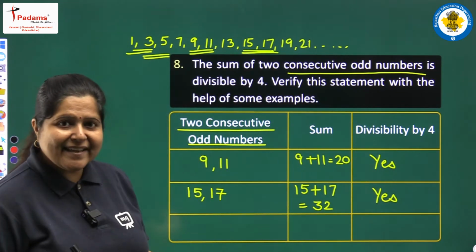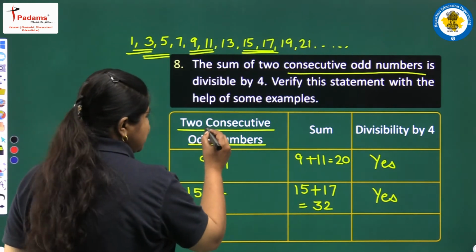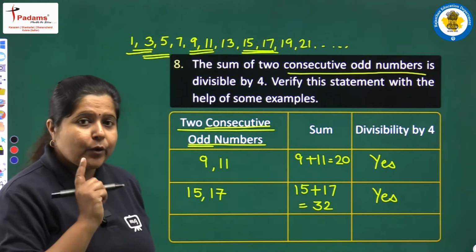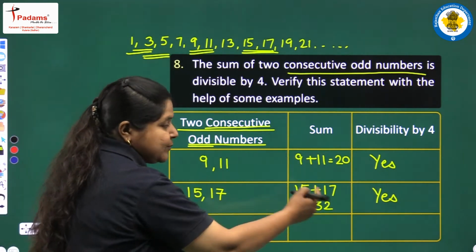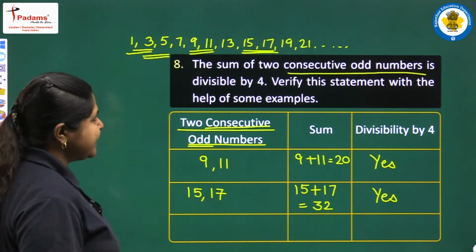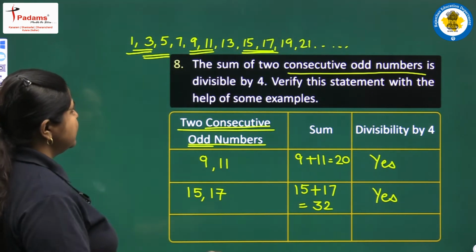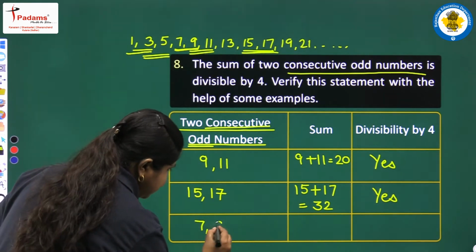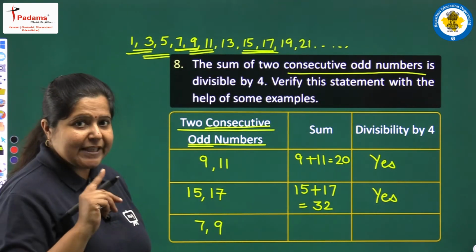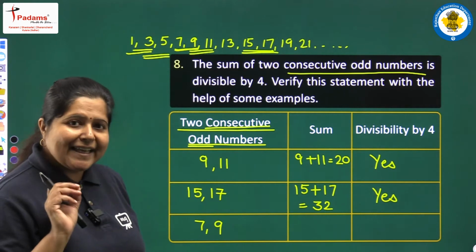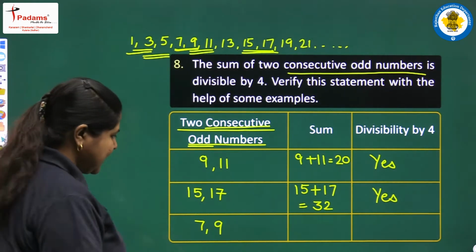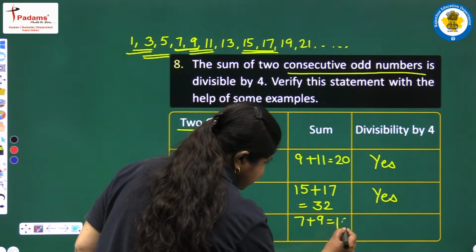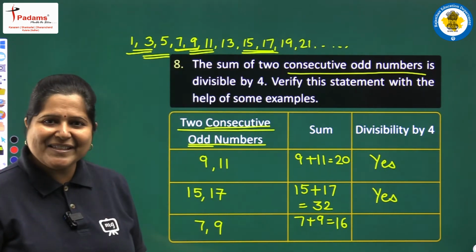So what we are seeing here is, whenever we are taking two consecutive odd numbers, दो लगातार odd numbers लेने पर उनका sum 4 से divisible आ रहा है. एक और set लेते हैं, कोई से भी numbers बताइए आप. Let us take 7 and 9. 7 and 9 लगातार होने चाहिए, बीच में कोई और odd number नहीं होना चाहिए, एक के बाद एक. इनका sum हो गया 7 plus 9, 16, and again 16 is divisible by 4.